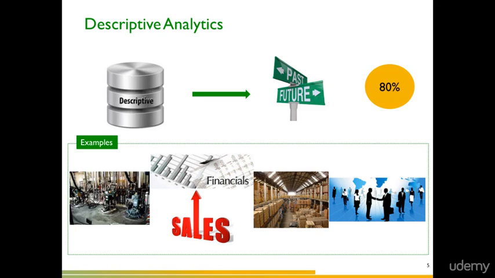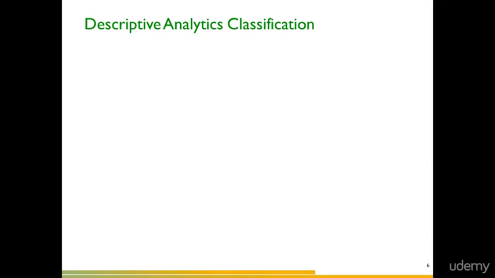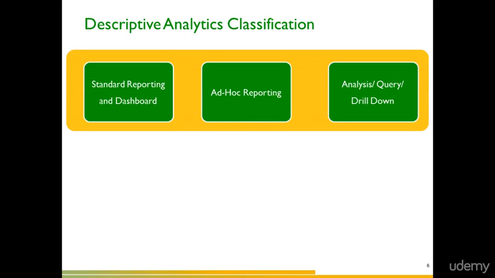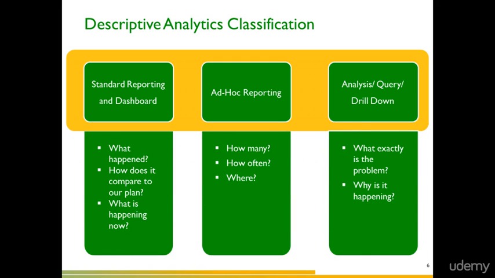Some social data could include the number of posts, fans, followers, page views, etc. It would appear to be an endless list if we tried to list them all. Data analytics classification. Data analytics can be further classified into three main areas that answer certain kinds of questions: standard reporting and dashboard; ad hoc reporting; and analysis, query, and drill down.